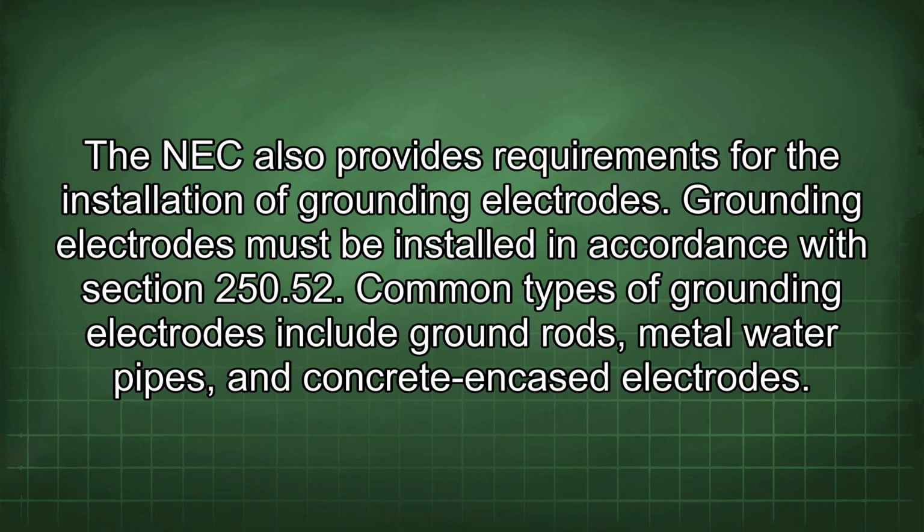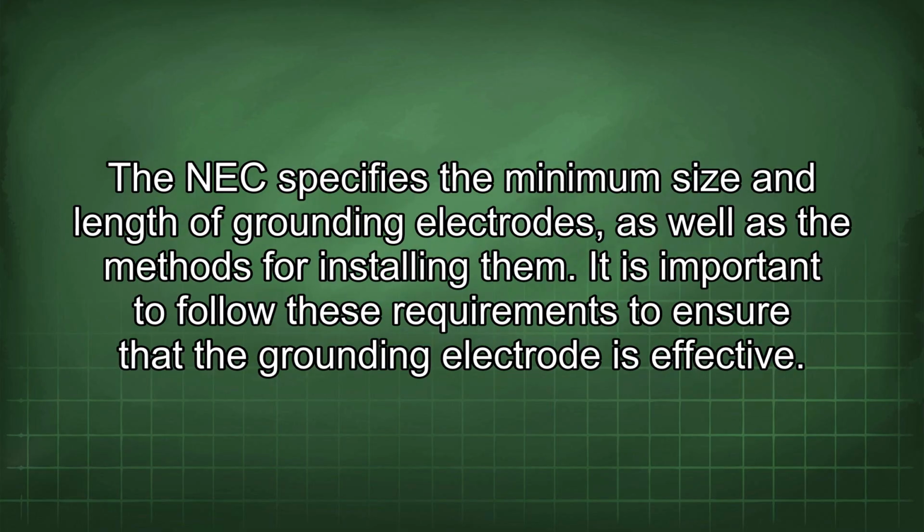The NEC also provides requirements for the installation of grounding electrodes. Grounding electrodes must be installed in accordance with Section 250.52. Common types of grounding electrodes include ground rods, metal water pipes, and concrete encased electrodes. The NEC specifies the minimum size and length of grounding electrodes, as well as the methods for installing them. It is important to follow these requirements to ensure that the grounding electrode is effective.